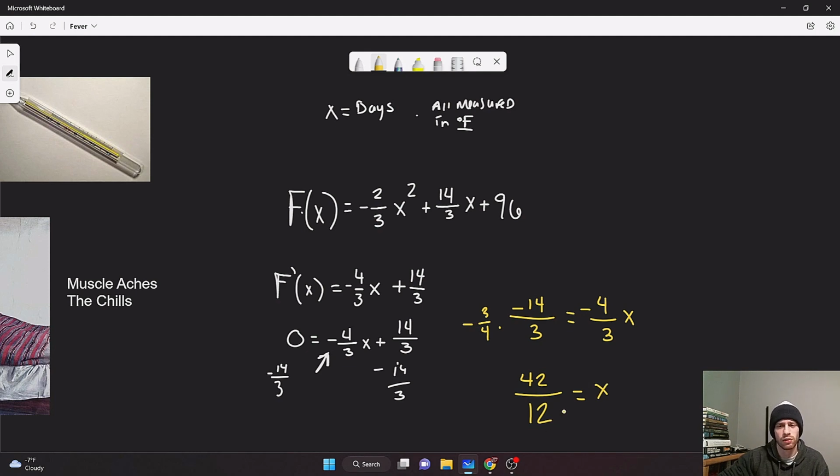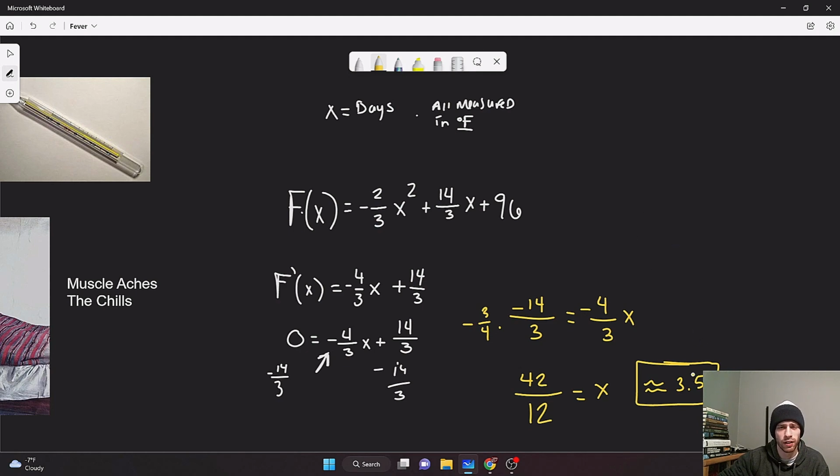And this goes in roughly 3 point something. So this is roughly 3.5, since 36 plus 6 is 42. Yeah, 3.5 days. So at 3.5 days, we are at the peak temperature from our fever, from our viral infection.